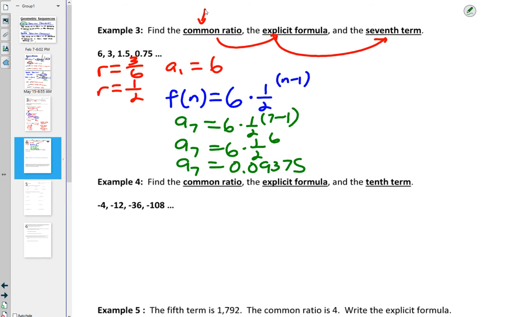Anybody get anything different? If you don't know how I got that, let me know now. One thumb up, two thumbs up, one up, one down. Are you understanding it? Yes, no, two thumbs up? No? Thumb sideways?